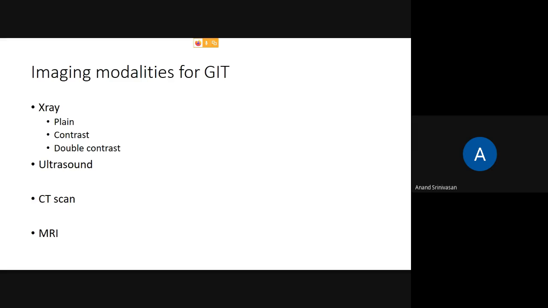CT scans can also help in diagnosing GI disorders, especially for structures located in the posterior abdominal wall, like the pancreas in pancreatitis. Those things can be hard to see under an X-ray, so we can use CT scans or MRIs, magnetic resonance imaging.